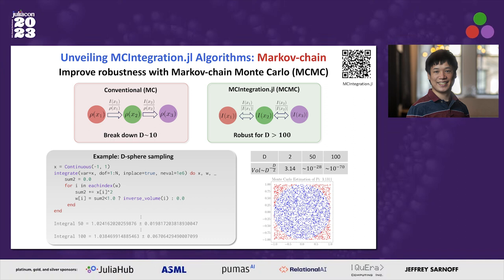So on top of the Vegas map, basically we implement a Monte Carlo algorithm to directly sample a distribution which is proportional to the integrand. And with this additional layer of algorithm, now actually we can handle more than 100 dimensions without a problem. On the other hand, the traditional conventional algorithms stop working roughly at 10.